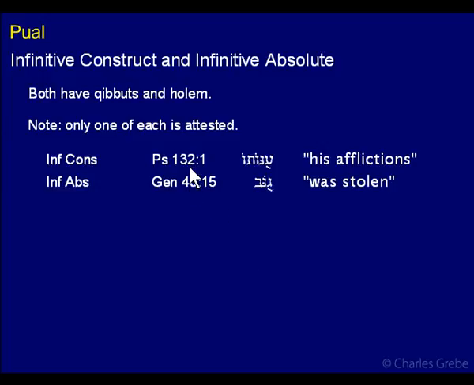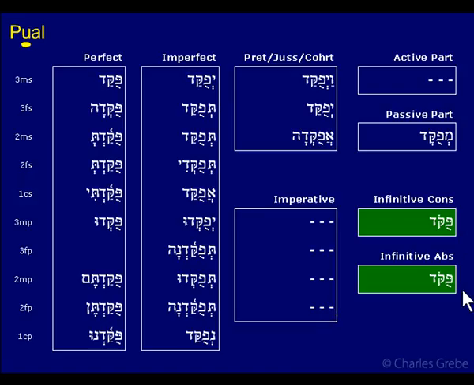So if you go to Psalm 132, verse 1, you find the only Pual infinitive construct, unoto, and it happens to have a suffix on the end. It means his afflictions. And the only infinitive absolute is in Genesis 40, verse 15, and it's Jacob speaking, and he says, gunov, this kind of squished together, but that's a nun, and then a vav. Gunov means was stolen. So there's only one each of these in the Bible, so not that critical.